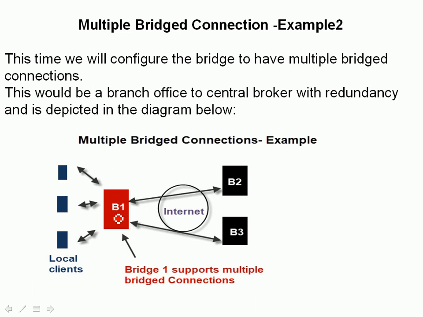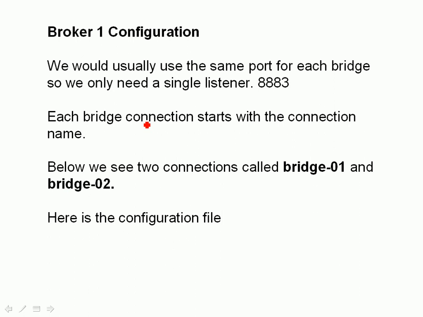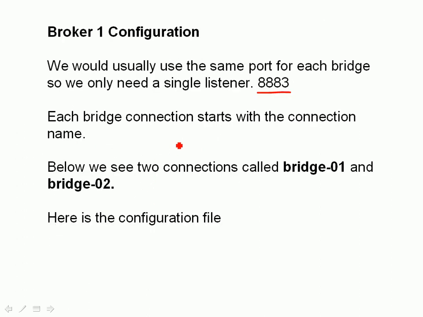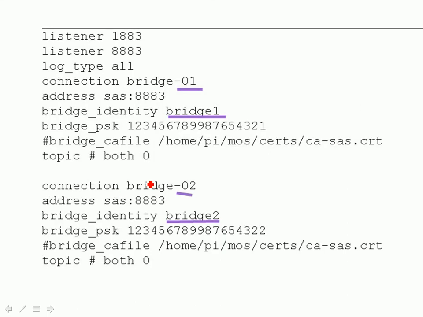So this broker here, broker 1, is going to support multiple bridge connections. Now we'd usually use the same port for each bridge, so we're going to use a single listener on 8883, so both of these connections are going to be using port 8883. Each bridge connection starts with the connection name, and we're going to call them bridge 01 and bridge 02. And here's the configuration. We're listening on 8883.